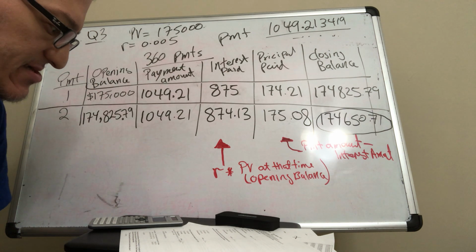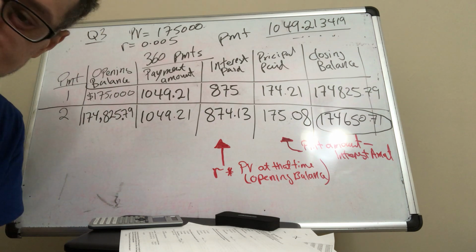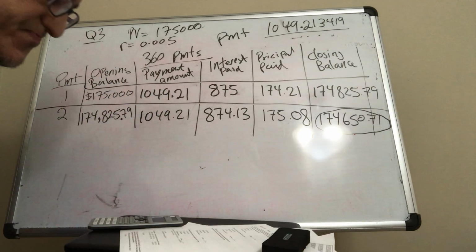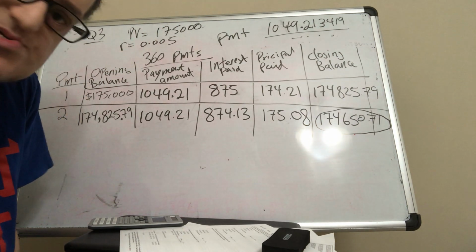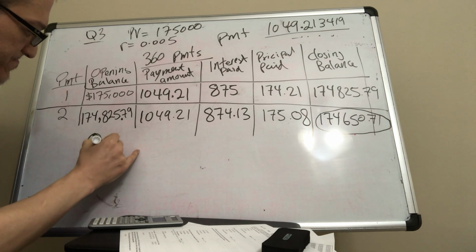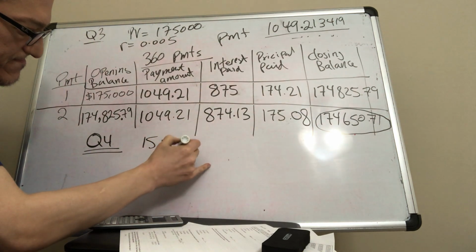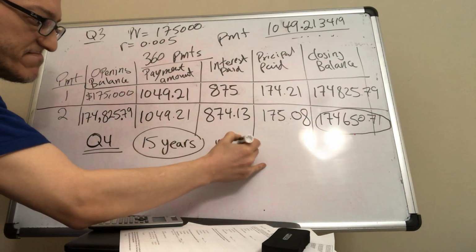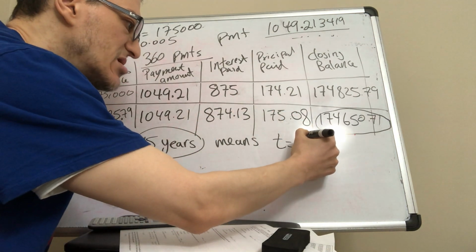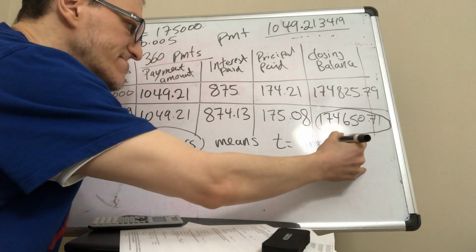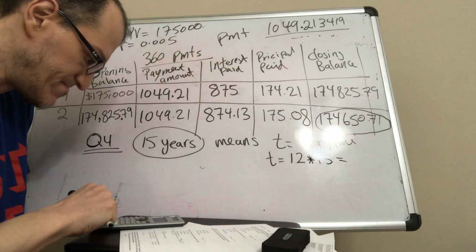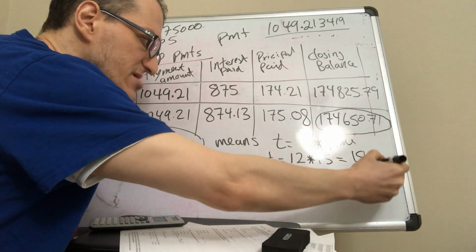Okay, so we'll go ahead and do question 4. What's the balance owing on the mortgage after 15 years? Now, 15 years means how many payments? Well, T is always M times time. We know M is monthly, and they tell us 15 years. That's 180 payments.